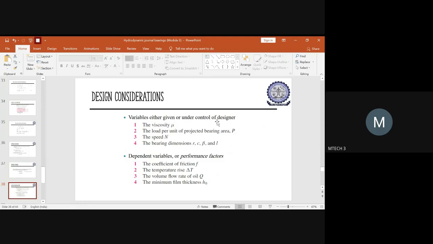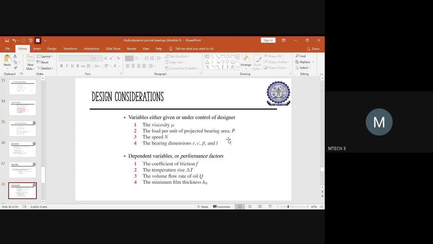So if you want to design, it has to be controlled by the designer, or the data related to this has to be given already. So one thing is the viscosity. You should be knowing what is the viscosity of the given lubricant. Okay, and what is the load per unit of projected bearing area.